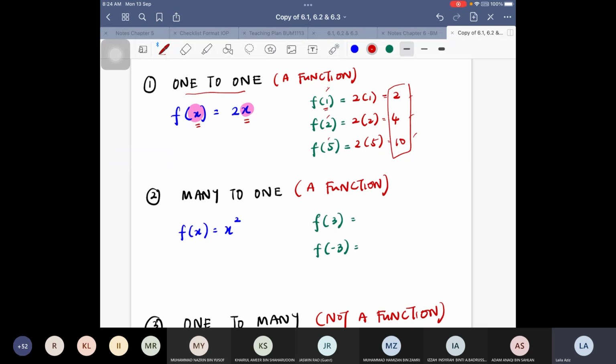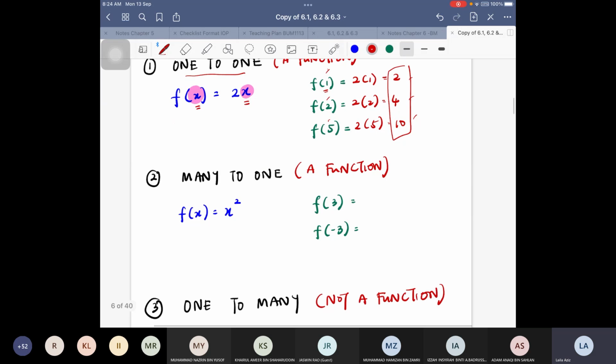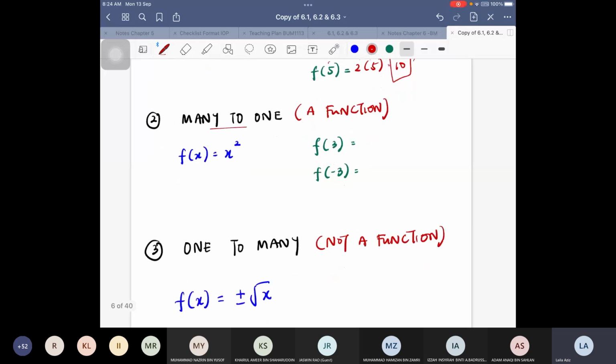So kalau kita tulis dia dalam bentuk equation. And then relationship yang kedua adalah many to one. Ni adalah contoh many to one.